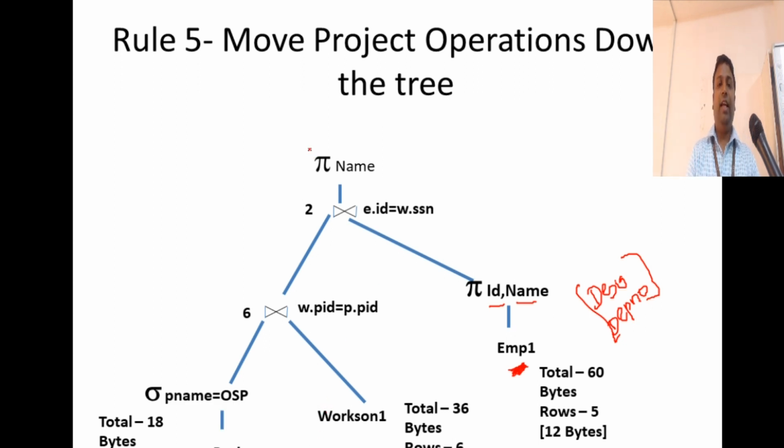So we have arrived at a tree like this. Can we really filter out any unwanted columns? Project table, we need both project ID and project name. We cannot filter any unwanted columns. Works on, we need both ESSN and PID, project ID, so we cannot filter anything. From employee table, we don't need department number or department designation. These two columns are not needed, so we are going to have a project here. So this is moving project down the tree. And that becomes your optimized query tree.